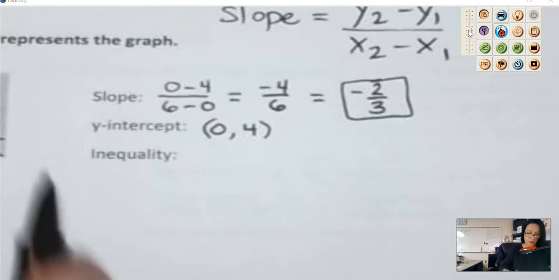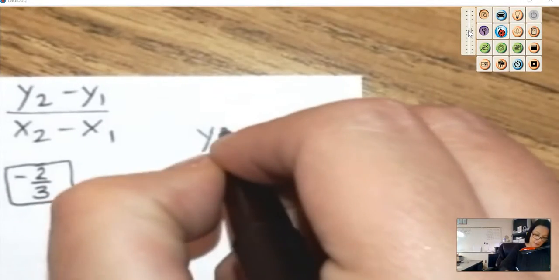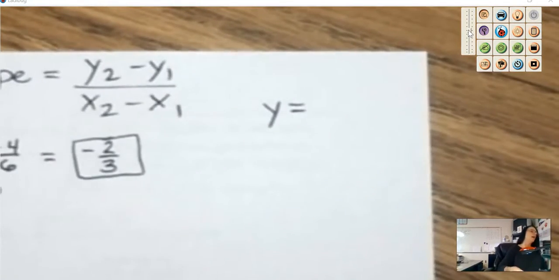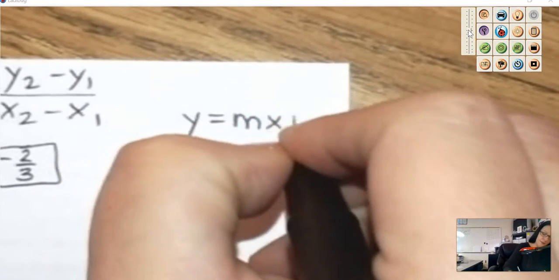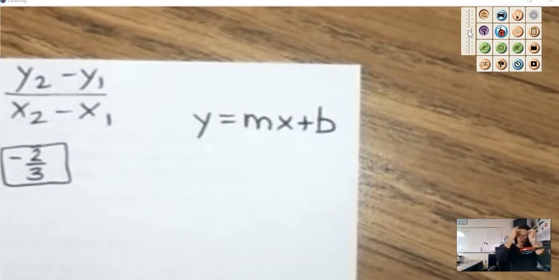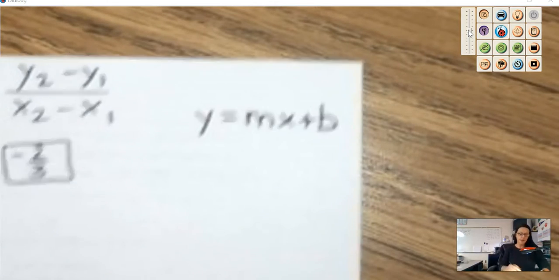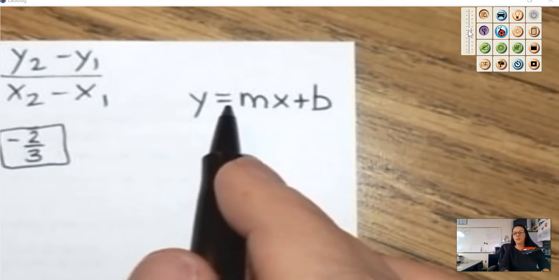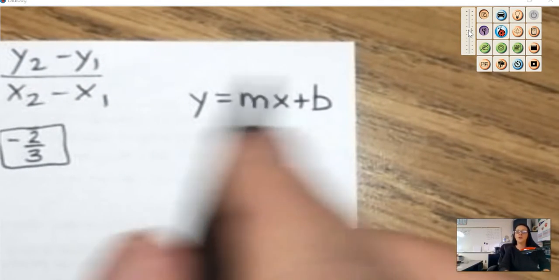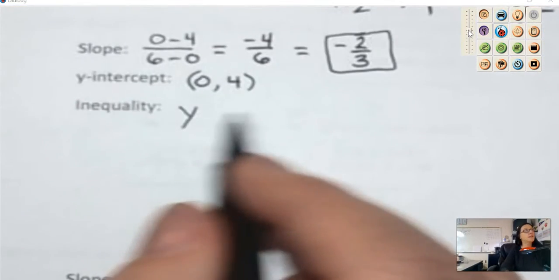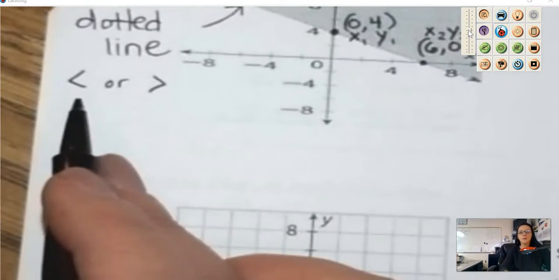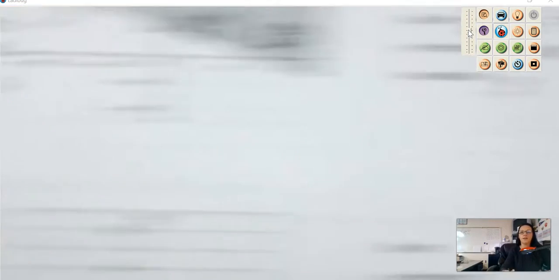And now we have to come up with the inequality. So what I usually do is I put it into slope-intercept first. It's in y equals mx plus b format, because we'll know the slope and the y-intercept. Except we're not going to use equal to, we're going to use whatever symbol we're supposed to. So first I'm going to put y, I'm going to leave a blank where the symbol is going to be. It's going to be a less than or a greater than. I don't know which one yet.